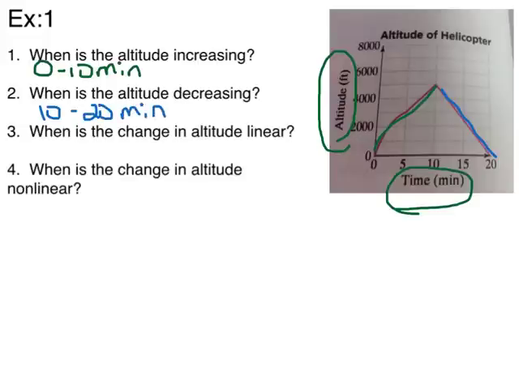Number 3 says, when is the change in altitude linear? That means that it is an actual line. And if you look at your graph very carefully, you will see that it is only a line from 5 to 10 minutes. If I look right there, I will see that it is a line, and then from 10 to 20, it's a line. If I look from 0 to 5, you will see that it kind of curves, so it's not linear. So we are going to say that when is the change linear? We're going to say 5 to 10 and 10 to 20. And then when is it nonlinear? We're going to say 0 to 5 minutes.